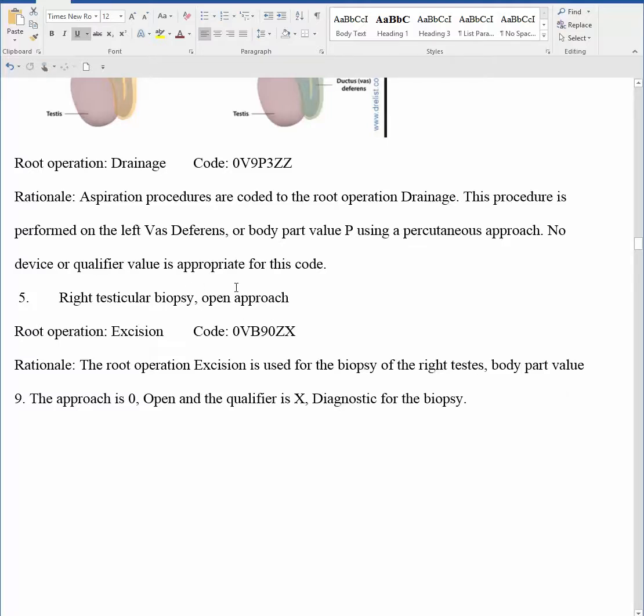Number 5, the patient's having a right testicular biopsy. Open approach. We know the location. We know the surgical approach. Only a portion of a tissue is being removed when the surgeon is doing a biopsy. Therefore, the root operation is excision. The code is 0VB90ZX. The final character is X because this is noted to be a biopsy, which means they are looking for some diagnostic information.